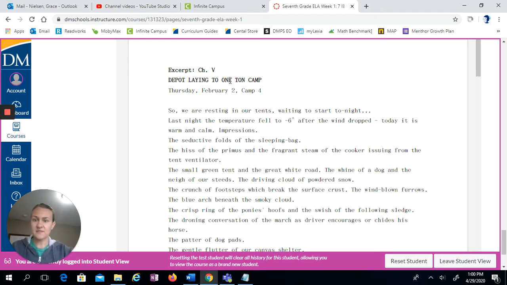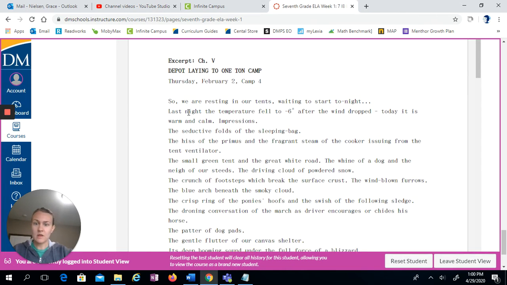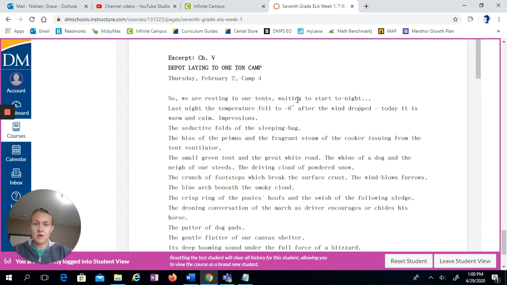Excerpt, Chapter 5. Depot line to One Ton Camp. Thursday, February 2nd, Camp 4. So we are resting in our tents, waiting to start tonight. Last night, the temperature fell to -6 degrees after the wind dropped. Today it is warm and calm. Impressions. The seductive folds of the sleeping bag, the hissing of the primus, and the fragrant steam of the cooker issuing from the tent ventilator.